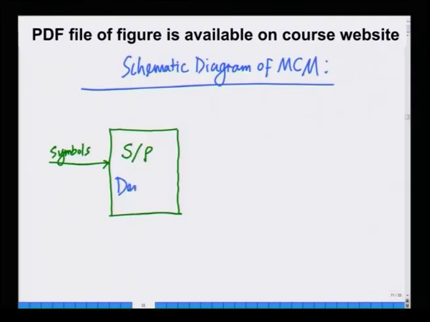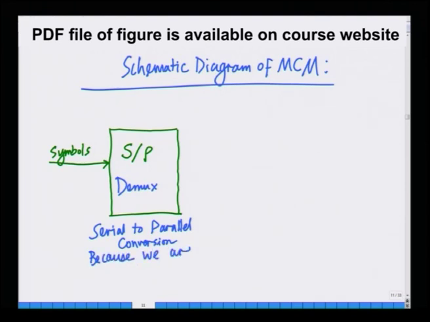This is also a demux operation. So, let me write it down. This is also a serial to parallel conversion, because these are transmitted in parallel. So, because we are transmitting n symbols in parallel.